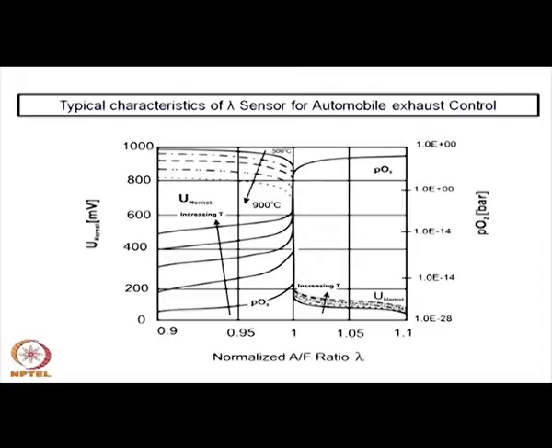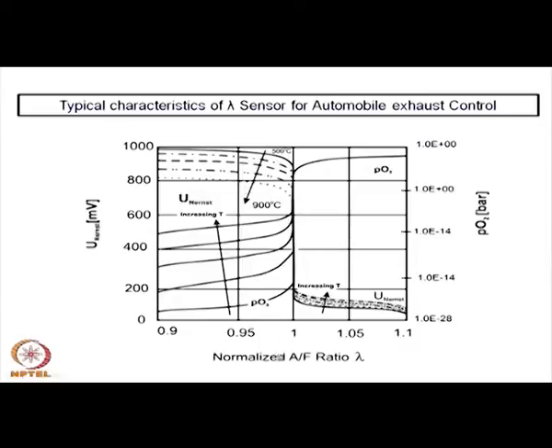Okay. This is a typical response of what we call a lambda sensor. The ratio is called the lambda, and therefore it is called the lambda sensor. How does it work? It operates, plotted at different temperatures. You can see 500 degrees to 900 degrees.